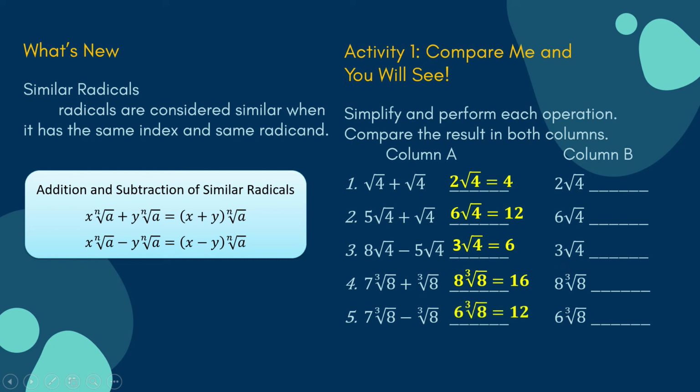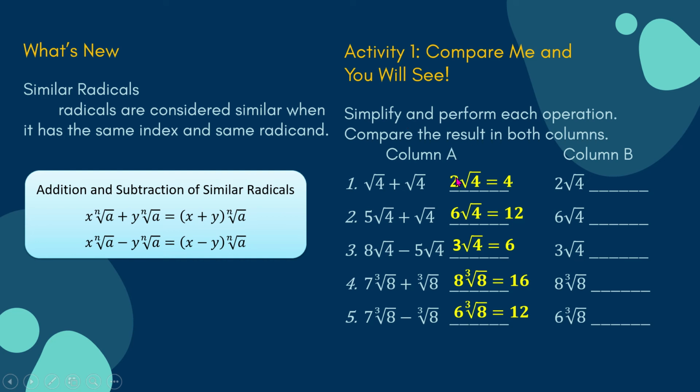Then next, 7 cube root of 8 minus cube root of 8. Parehas number 4, pero minus lang. So, 7 minus 1 is 6. Then copy cube root of 8. Cube root sa 8 is 2 times 6, 12. How about those answers in column B? Are they the same with column A?